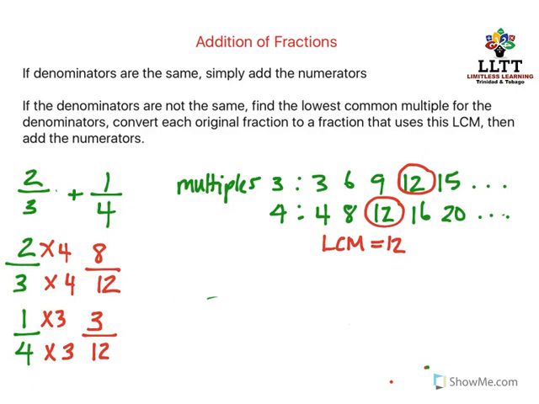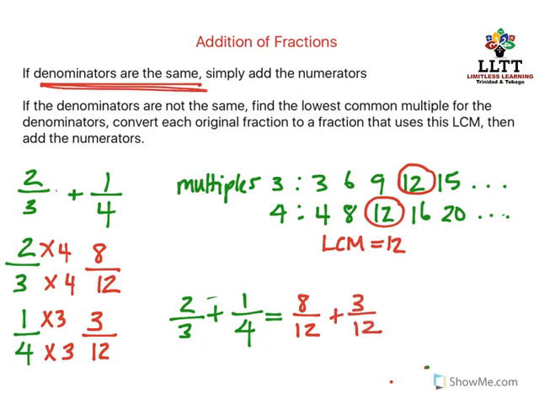So my original question, which was 2/3 plus 1/4, is now the same thing as 8 over 12 plus 3 over 12. And now that my denominators are the same, they're both 12, I can simply add my numerators. So that's 8 plus 3 over 12, and 8 plus 3 is 11, so that's 11 over 12. So my final answer is 11 over 12.